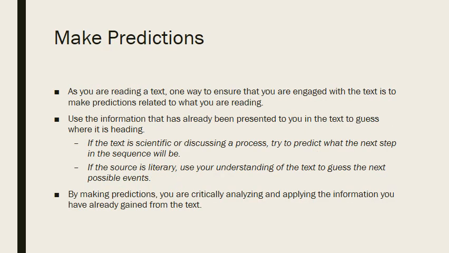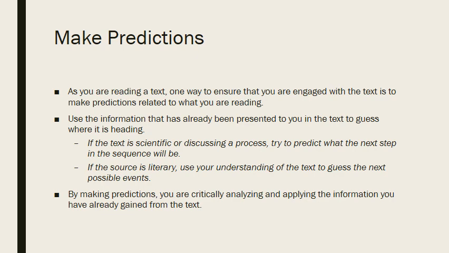So another great thing that you can do as you're reading is to make predictions. And so as you're reading the text, one way to ensure that you're engaged is to keep trying to predict what's going to be discussed next. And so this can be a little different from topic to topic, right? So if it's something scientific, or maybe it's talking about a math equation or something along those lines, maybe it'd be a good idea to try to predict: so we've discussed A, B, and C of the process. What are D, E, and F going to discuss, right?